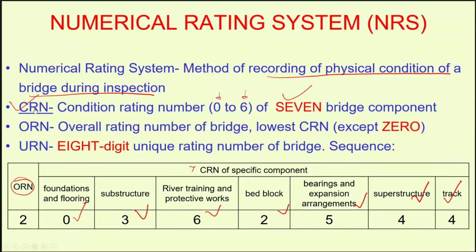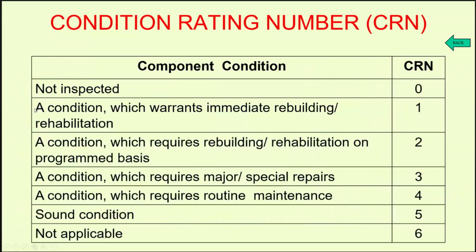Then the condition rating, you can see that the condition rating number can be from 0 to 6. 0 means not inspected, 6 means that particular component, whatever is written here, is not applicable. In between, 1 to 5, condition rating number 1 is the condition warranting immediate rebuilding, 2 is the condition which requires rebuilding or rehabilitation on program basis.